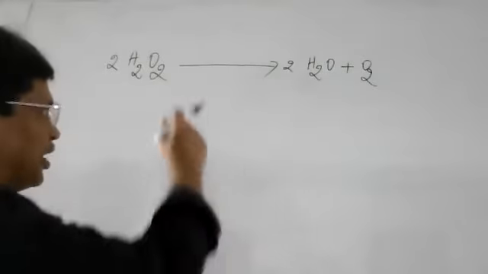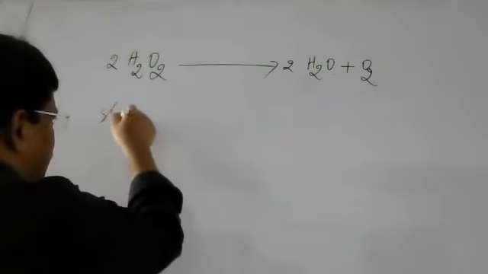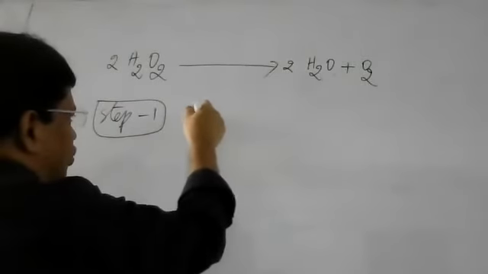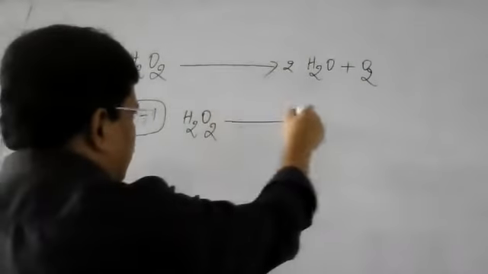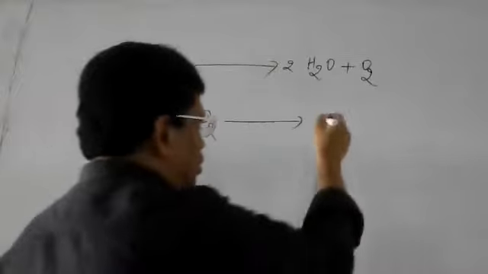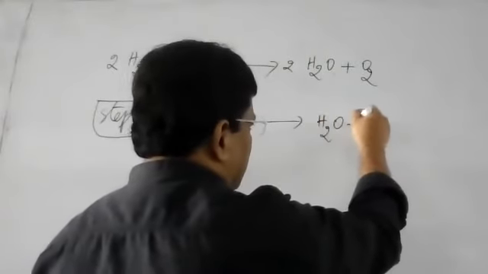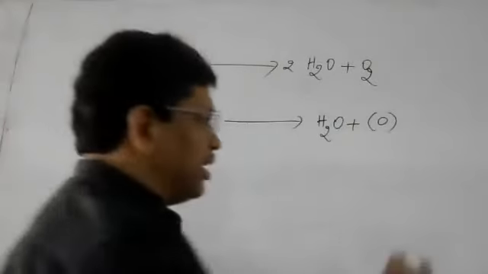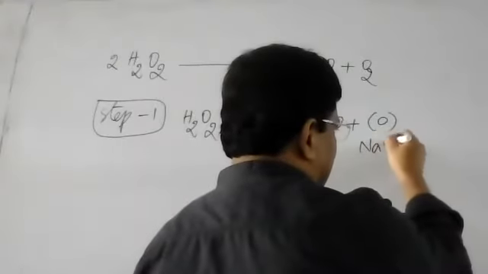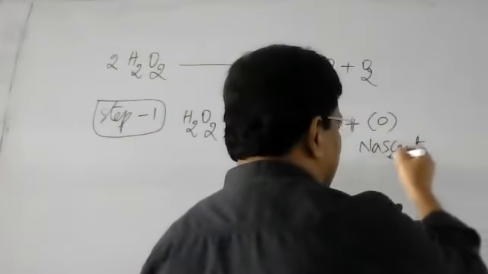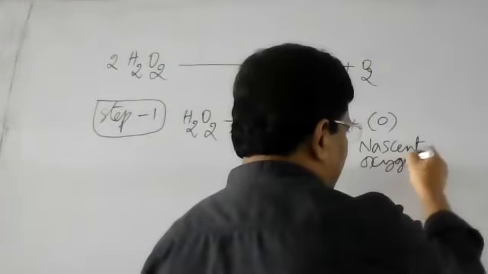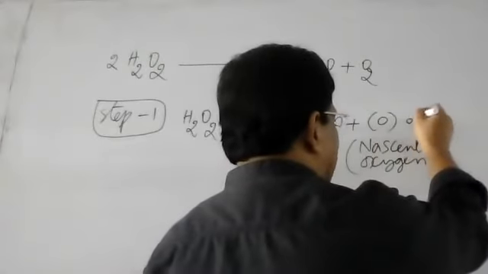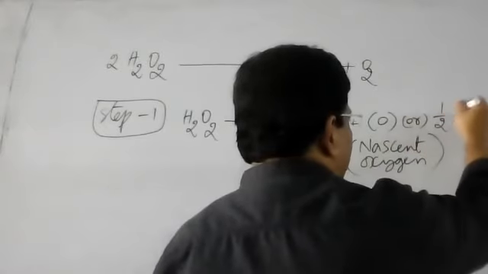Now, if you take this reaction, step 1 is: 1 H2O2 molecule dissociates into 1 H2O plus nascent oxygen. Nascent oxygen is a highly reactive species. We can write it like this, or half O2 also they can mention.